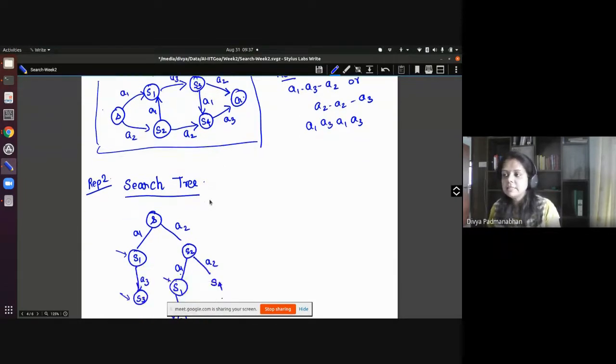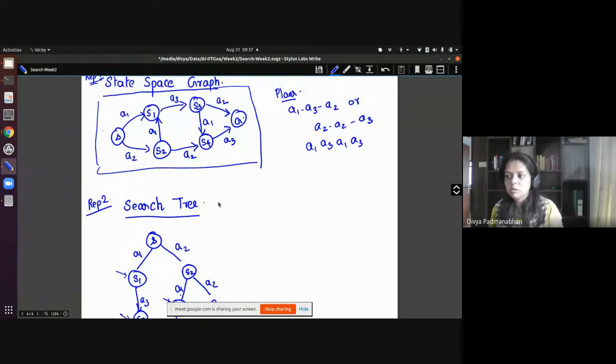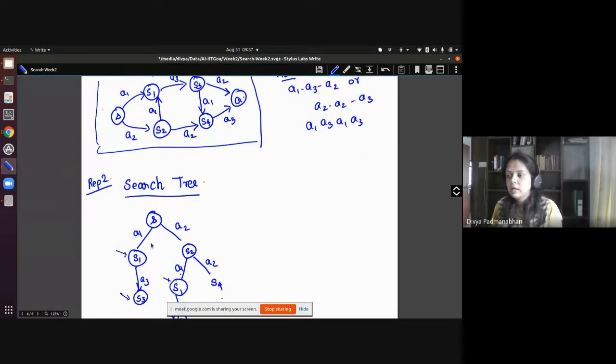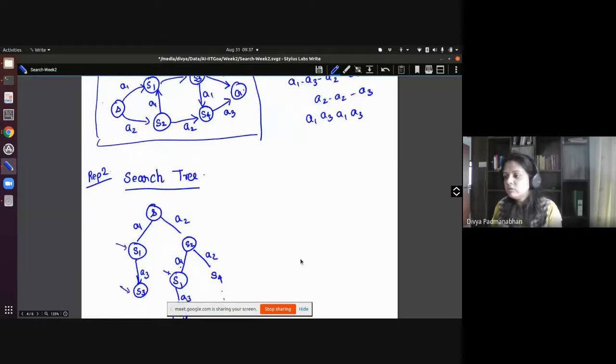The other representation is a search tree. It's like an expansion of the state space graph. So it's also a graph, but it's a tree. You start from a start state, you take all the possible actions, where do you land up? From there, what are the possible actions? Where can you land up? The idea is similar to the state space graph, but the only difference is that there can be repetitions in the search tree.